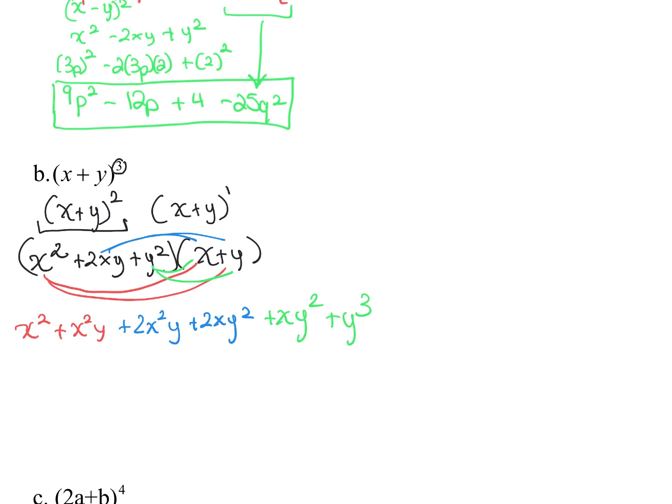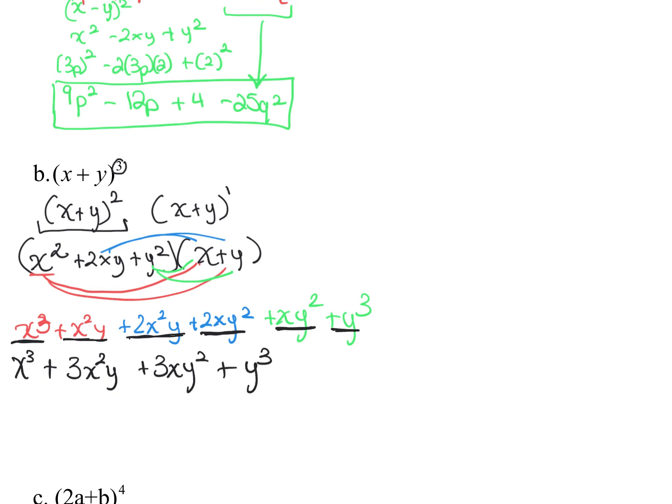And I already made a mistake. Let me go fix that. Right here, this should be a cubed. X squared times an x squared times an x is an x cubed. Okay, so let's do this. So I have my x cubed, plus x squared y, 2x squared y's, which makes 3x squared y's, 2xy squared plus another xy squared makes 3xy squareds plus the y cubed. Okay, let's do another one.